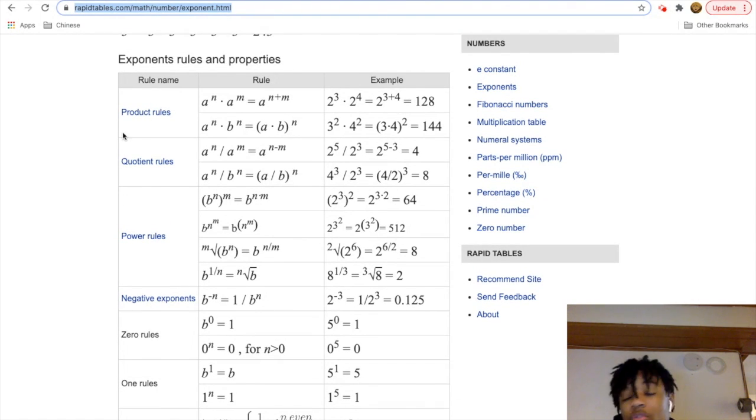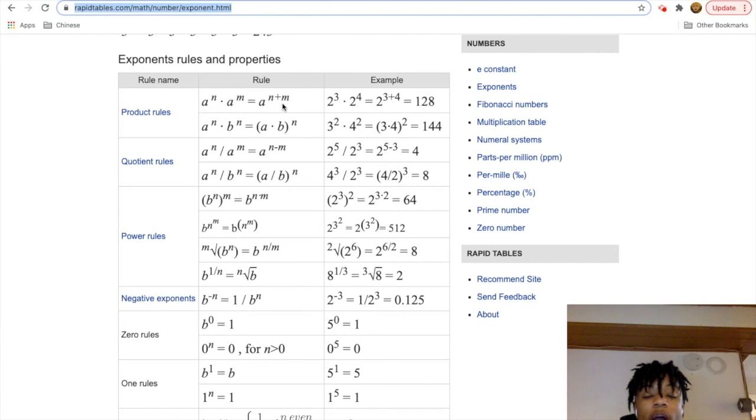Now, what does product relate to? Product relates to multiplication, which is why there are multiplication symbols here. So how this one goes is you're going to have a number and an exponent times a number and an exponent, right? And so it's going to equal something.